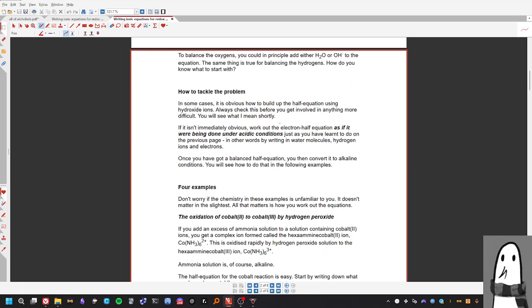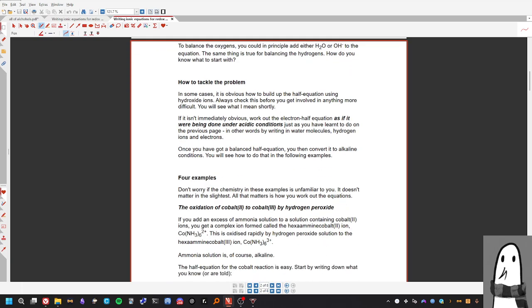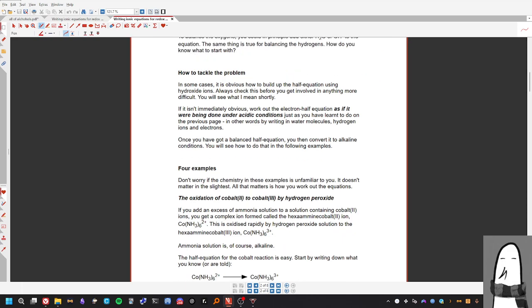This is how to tackle the problem. In some cases, it's obvious to build up the half equation using hydroxide ions. Always check this before you get involved in anything more difficult. You'll see what I mean shortly. If it isn't immediately obvious, then work out the half equations as if it was being done under acidic conditions, just as you learned to do it on the previous page, in other words, writing in water molecules, hydrogen ions, and electrons. Once you have the full balanced half equation, then you convert into alkaline conditions. You'll see how to do that.